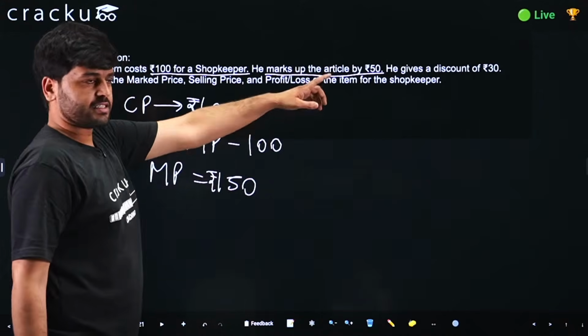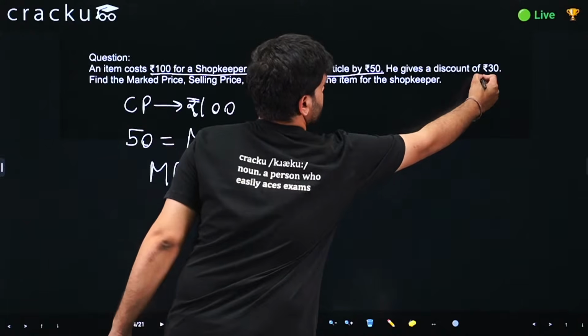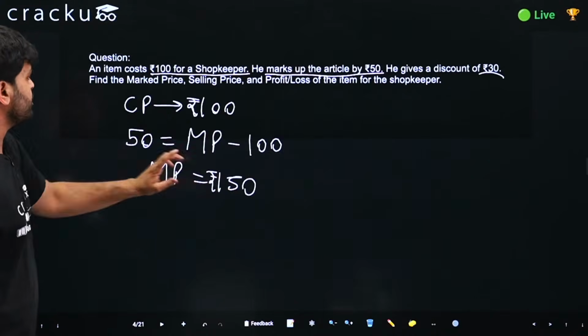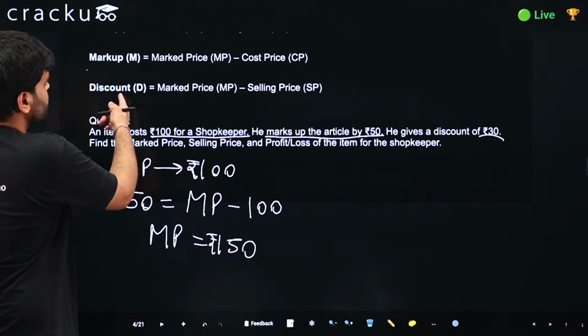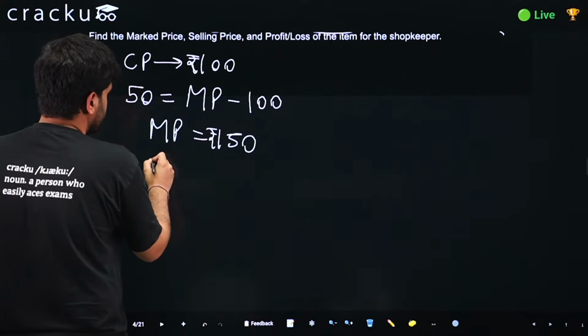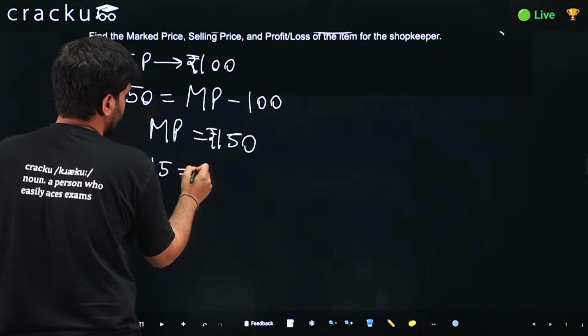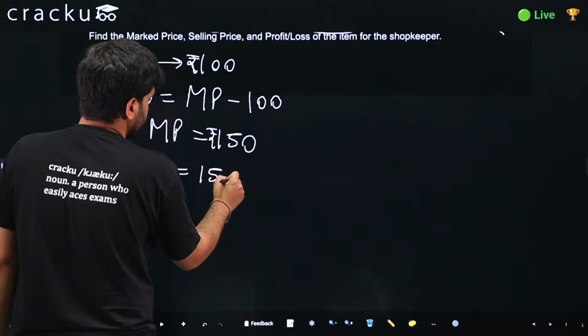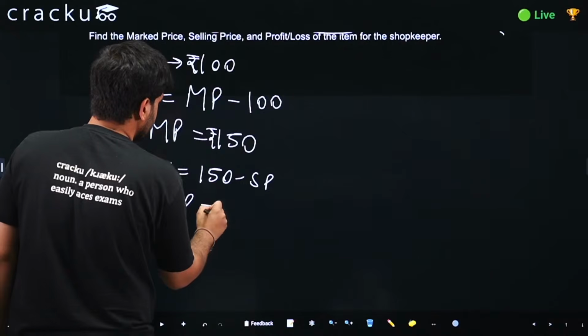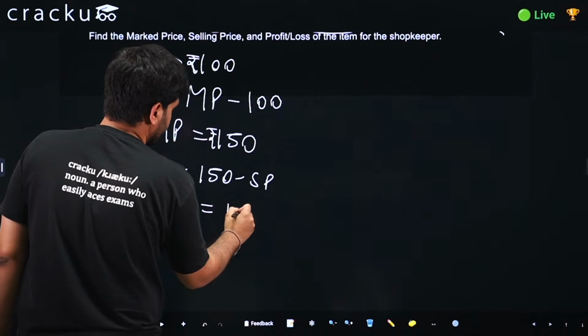He gives a discount of 30 rupees. So now he gave a discount of 30 rupees on this marked price. Now, discount equals marked price minus selling price. So discount 15 equals marked price 150 minus selling price. Selling price comes out as 135.